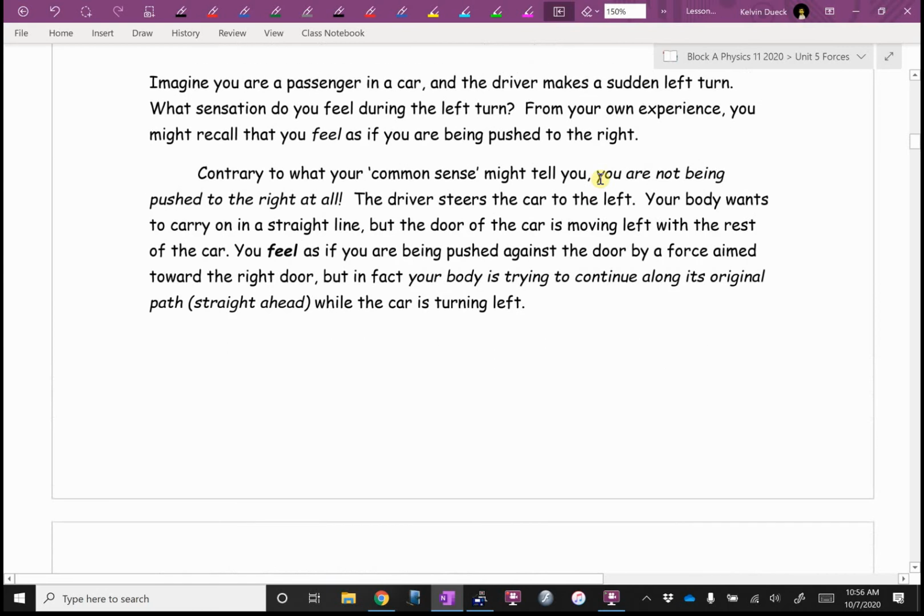Well, and again, it wasn't that the girl moved into the guy. She kept going in a straight line. The car and the guy moved underneath into the girl, right? This is why I said you've got to rethink everything.